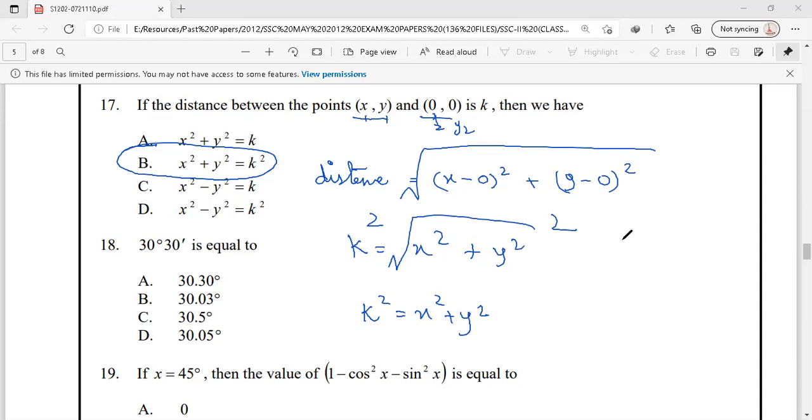Then we have a DMS system in which we have 30 degrees and 30 minutes. We have to convert this into decimal form. The 30 degrees will remain as it is, and 30 minutes will be divided by 60 so that it is converted into degrees. So it is equal to 0.5. So 30 degrees plus 0.5 degrees equals 30.5 degrees. So the correct answer is option C.